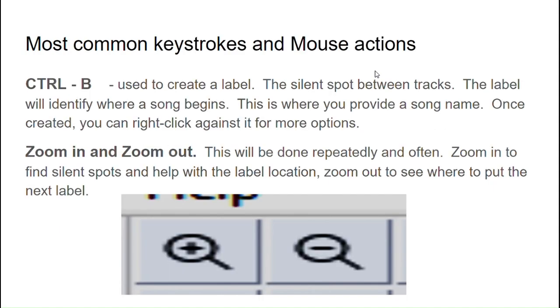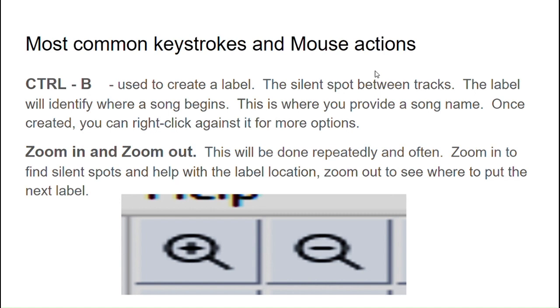The most common keystrokes and mouse actions that you're going to do. Control B, you're going to be doing this often. It shows what you use to create a label. It's a silent spot between the tracks. The label will identify where a song begins. This is where you provide a song name. Once created, you could right-click against it for more options.